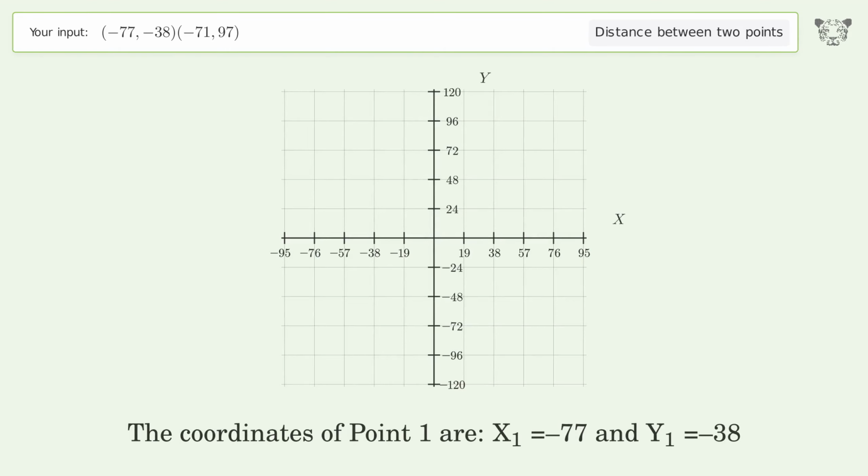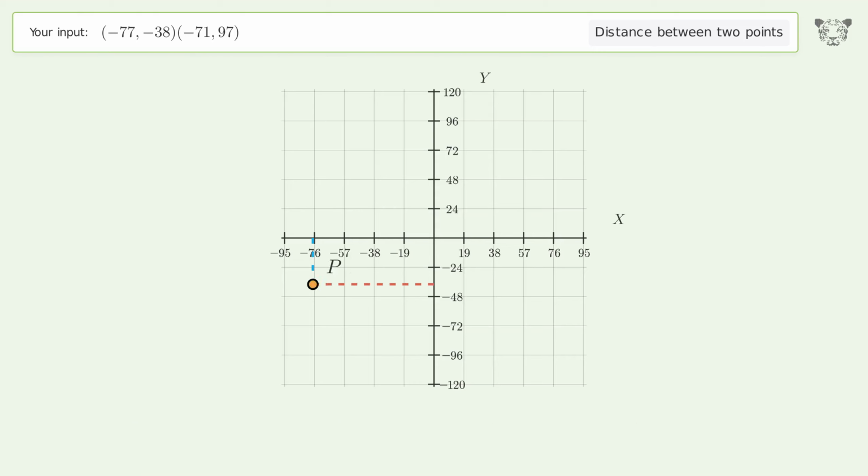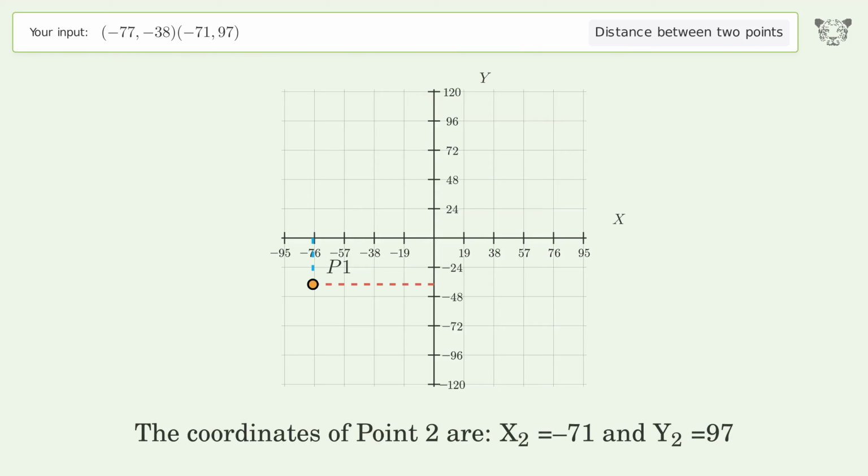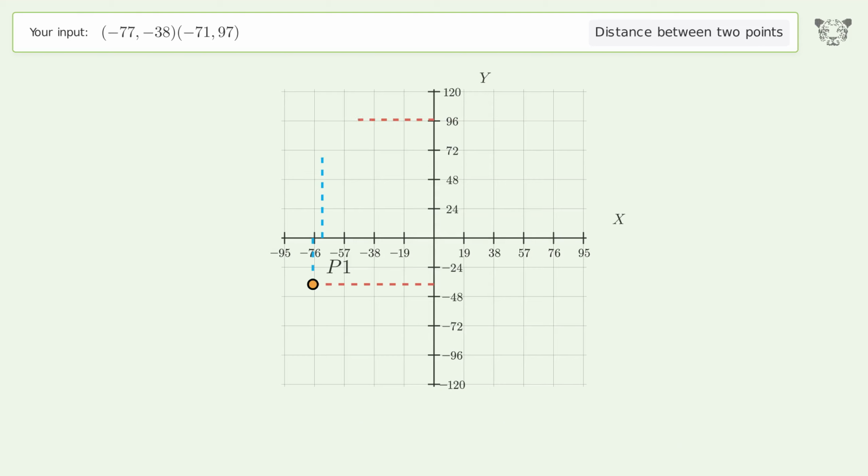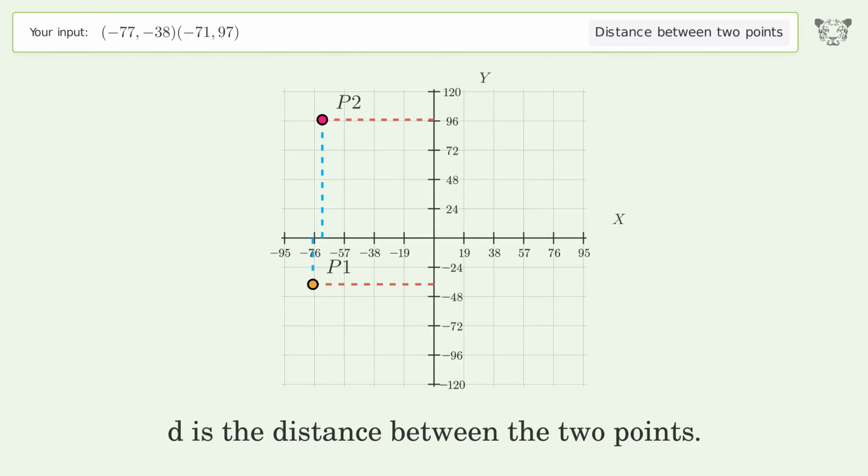The coordinates of point 1 are x1 equals -77 and y1 equals -38. The coordinates of point 2 are x2 equals -71 and y2 equals 97. D is the distance between the 2 points.